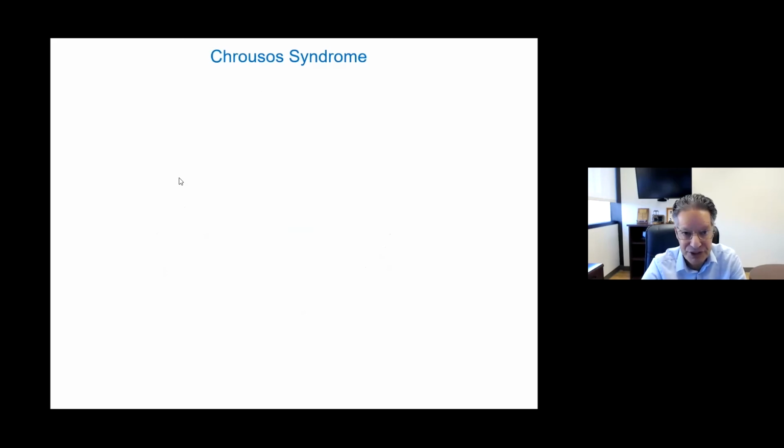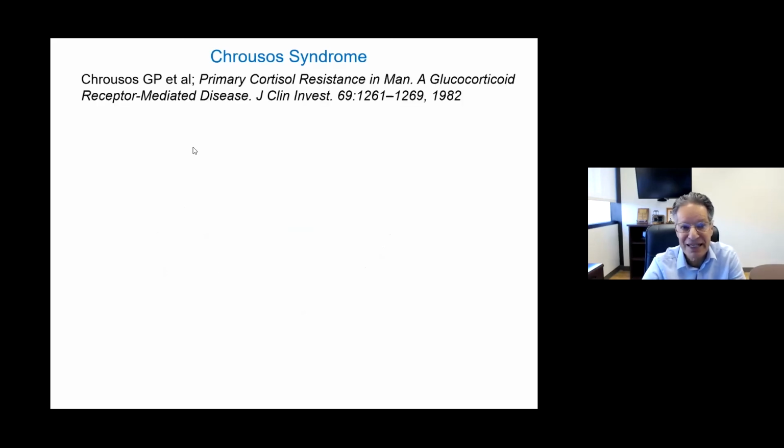Now, what about Chrousos syndrome? In 1982, Chrousos in the JCI described a syndrome of primary cortisol resistance in man, a glucocorticoid receptor mediated disease. So what he described was patients who had mutations in the glucocorticoid receptor. So you can just think conceptually, in that case, cortisol can't act.